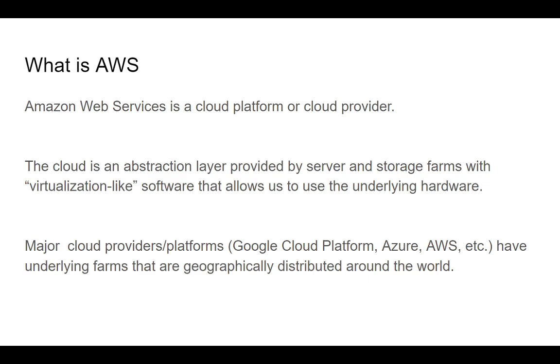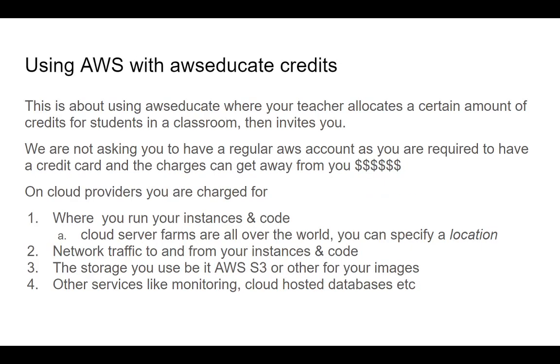So major cloud providers such as Google Cloud Platform, Azure, AWS, IBM, and there are others, such as OpenShift, it's not OpenShift, it's Open something provided by Red Hat. They all have underlying farms, and these are distributed around the world.